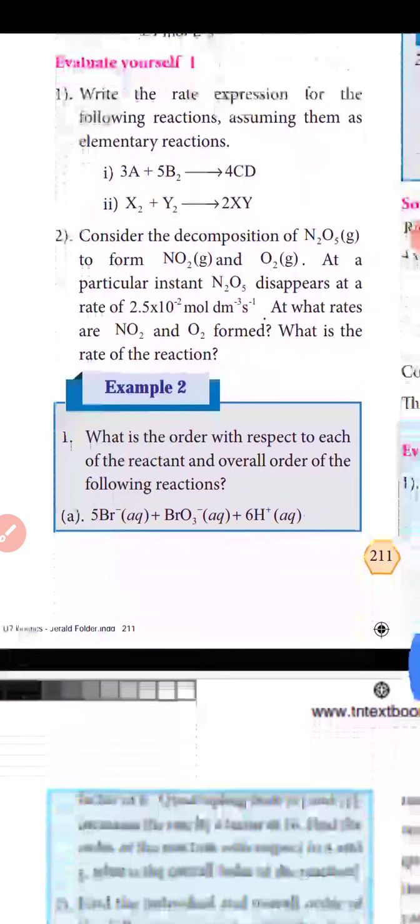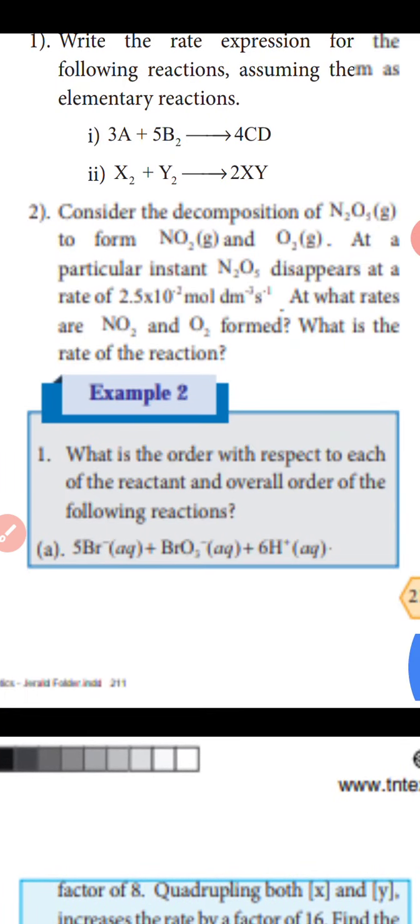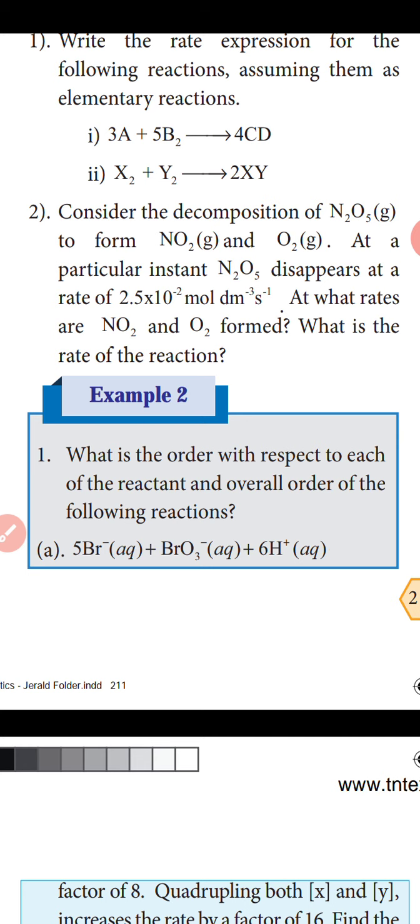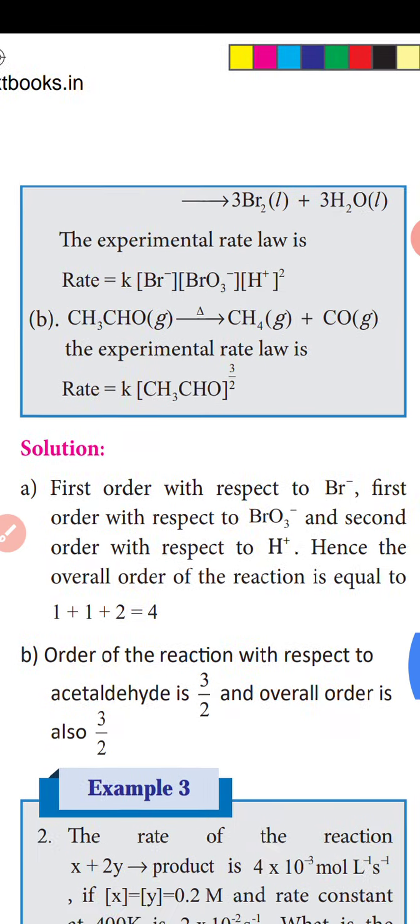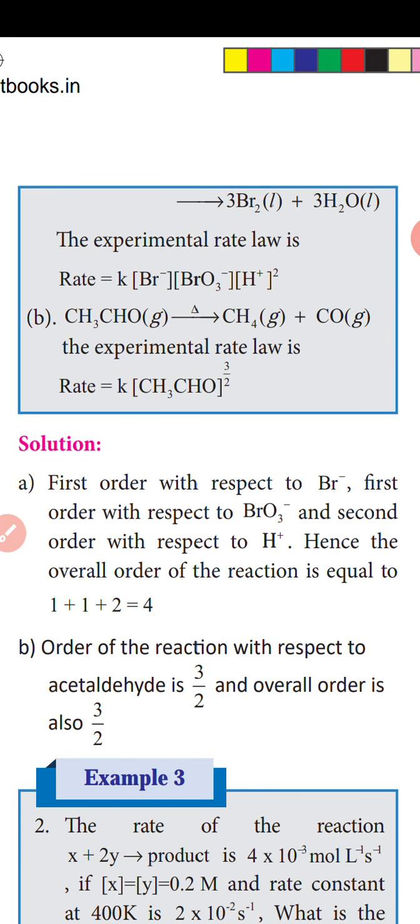The second example: what is the order with respect to each of the reactants and the overall order of the following reactions? The first reaction is 5Br minus, BrO3 minus and 6H plus giving 3Br2 and 3 molecules of water. The experimental rate law is rate equal to k [Br minus][BrO3 minus][H plus] squared.